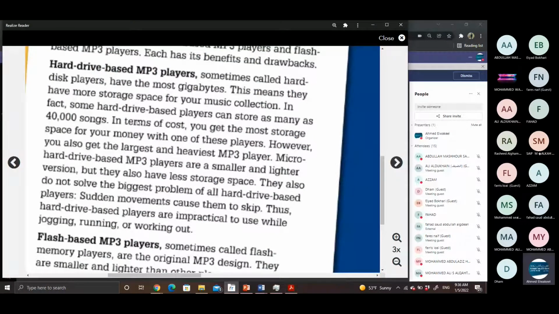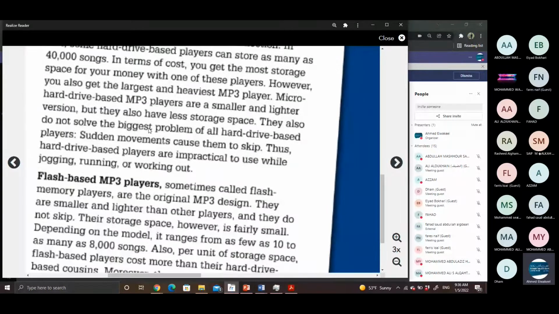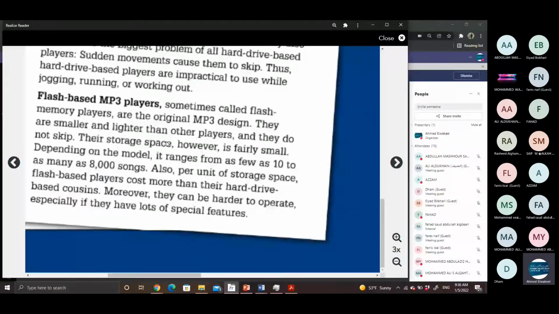However, micro hard drive based MP3 players are a smaller and lighter version, but they also have less storage. So if you are speaking about storage, then the more storage you have, the bigger your device will be. They also do not solve the biggest problem of all the hard drive based players, which is sudden movements. I'm running, for example, I'm jogging, I'm jumping, I just moved suddenly, so they could slip from your hand or from your pocket and crack. The other type of the MP3 players is called flash based MP3 player.